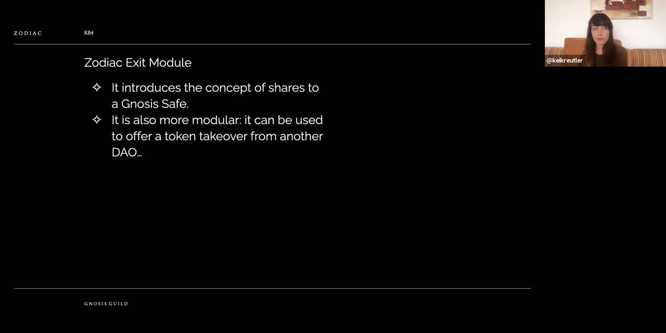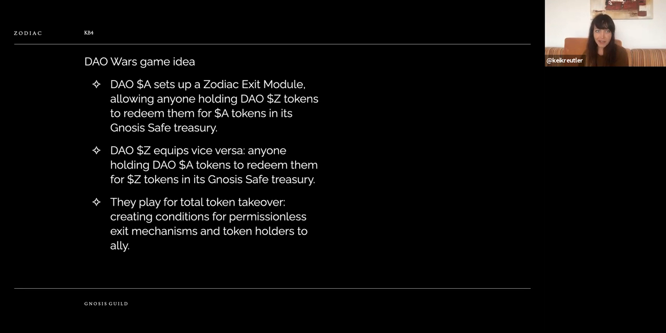So basically what the Zodiac exit module does is that it introduces the concept of shares to a Gnosis Safe. But it is also more modular. It could be used in many different ways. For example, one kind of fun or potentially dubious example is that it could be used to offer a token takeover from another DAO. So it doesn't necessarily have to be the traditional mechanism of exchanging shares for proportional representation of a treasury, but it could be used in some creative ways.